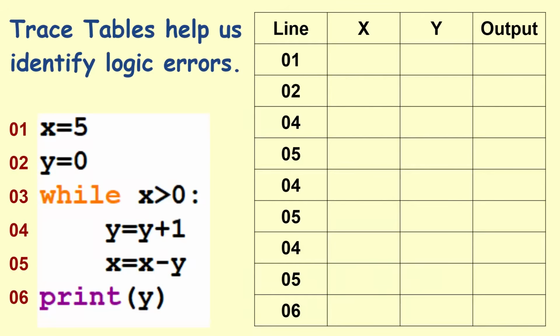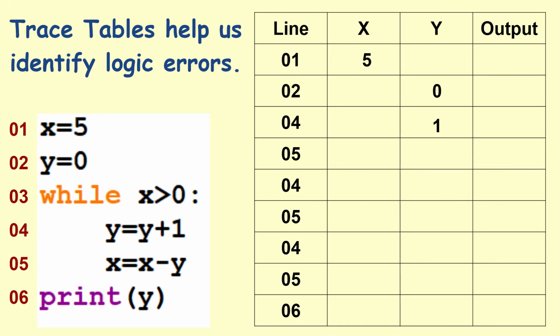Trace tables help us identify logic errors. So I've got some code on the left, and then on the right I've got a blank trace table. A trace table will let you keep track of what each variable is, what the value of it is as the program runs, as well as any outputs. So as we look at the code on the left, on line 1, x is equal to 5, so in my trace table, I pop that in. On line 2, y is equal to 0, so I put that in my trace table.